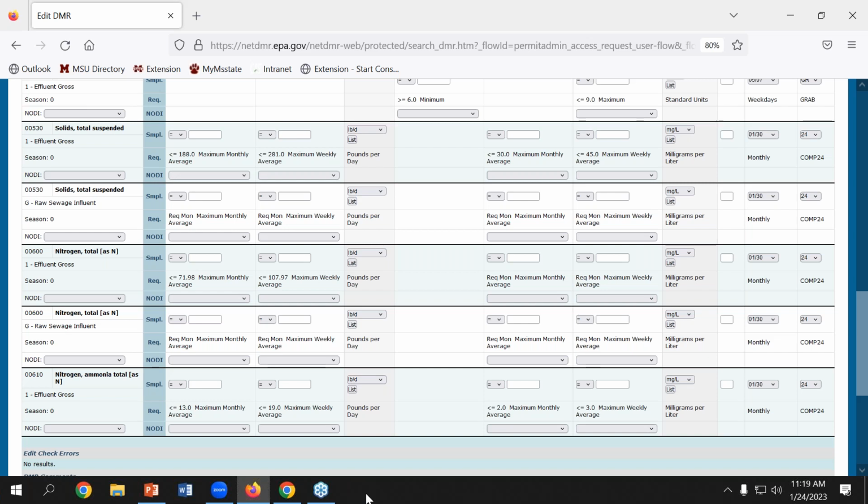Next, you've got ammonia nitrogen effluent. This facility has a relatively low limit of 2.0 max monthly, 3.0 max weekly. And it is also a monthly sampling requirement.